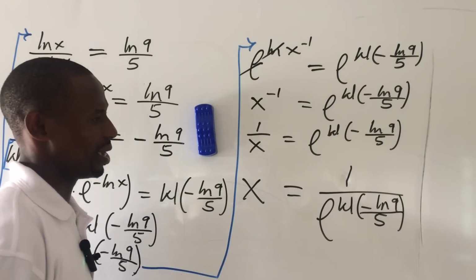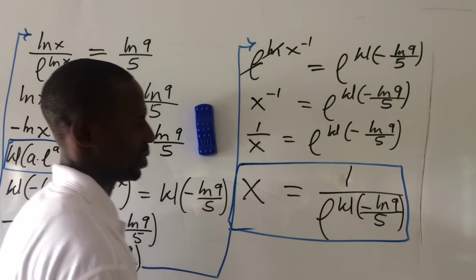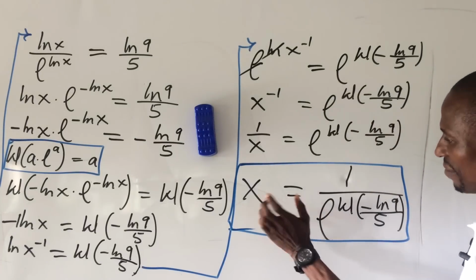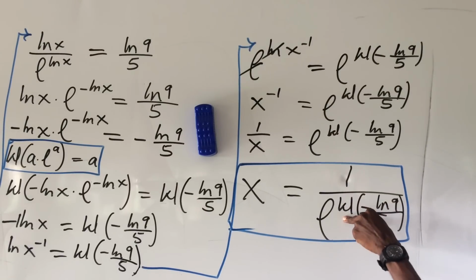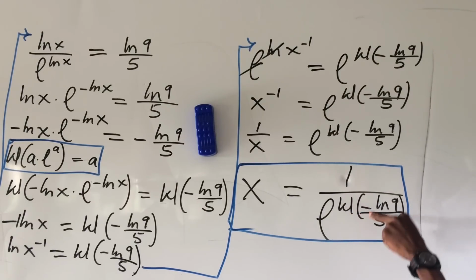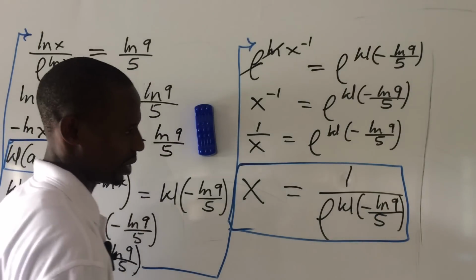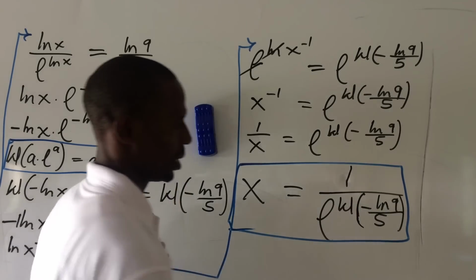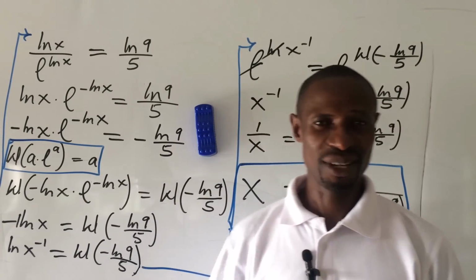As it is, this is where I will stop as far as this question is concerned. So we have x equal to 1 all over e to the power of the Lambert W function, bracket open, minus ln of 9 all over 5. Let me cover this word because this bracket is covering everything here. So this is the answer to this exponential equation.